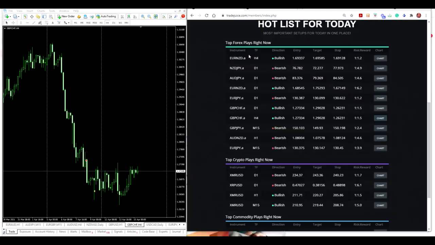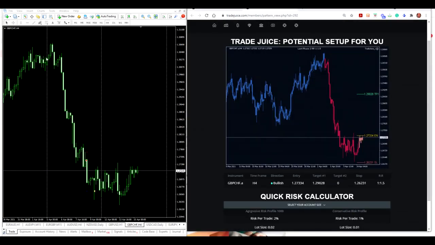Hi guys, and I'm on the hot list today for Tradejuice, and one of the trades amongst all the many here that I'm looking at trading is the pound CHF 4-hour chart. There it is displayed there, telling me my entry point, risk, target, stop loss, and so on. Let's see what the chart looks like.